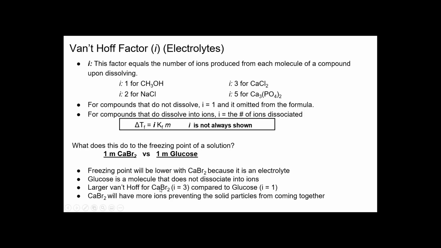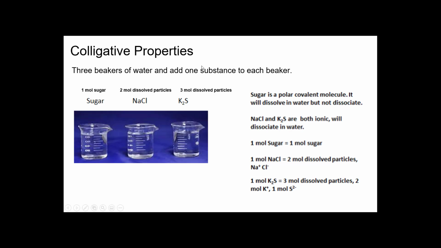So calcium bromide dissociates into 3 ions. That's more ions, which is going to prevent the water molecules from coming together, which is exactly what I just said in the last sentence. This is just the same thing here, repeating itself. 1 mole of sugar is going to stay 1 mole, 2 moles of dissolved particles because you got 2 ions, and this one has 3.